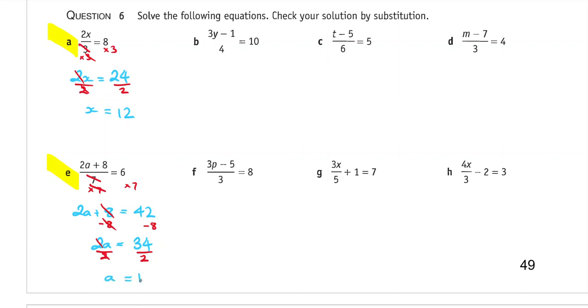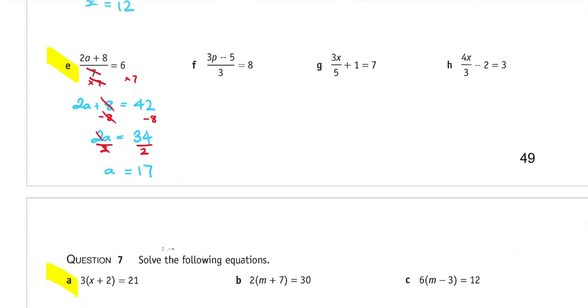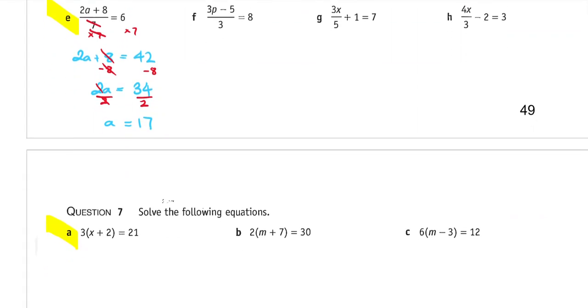A equals 17. Okay, is it making sense? Is it all coming back? Because the equation test was one of the best class averages that we've probably had all year. It was a very well done topic. Let's go on to the next ones.